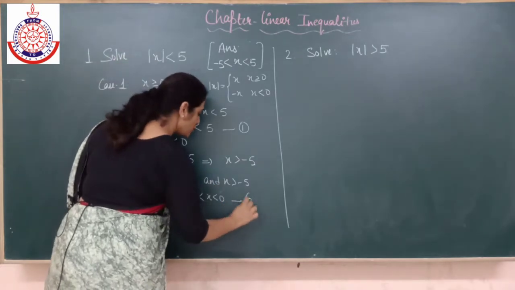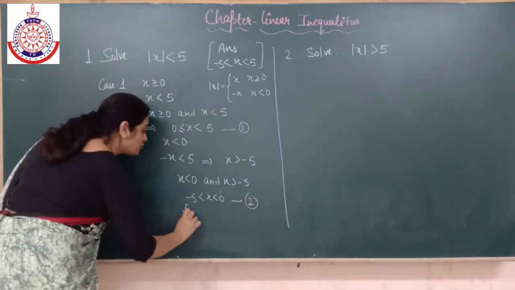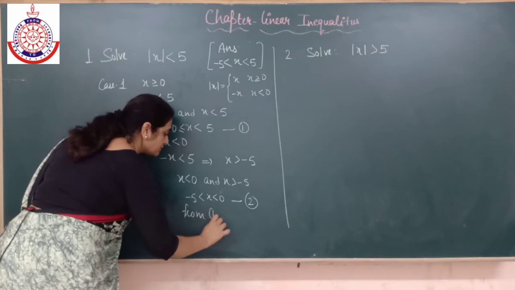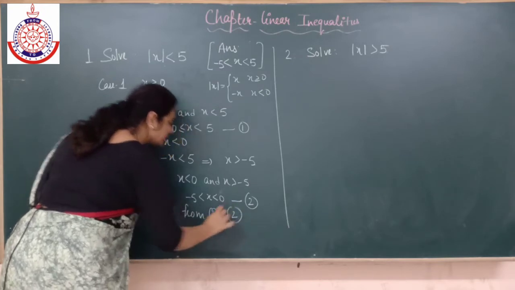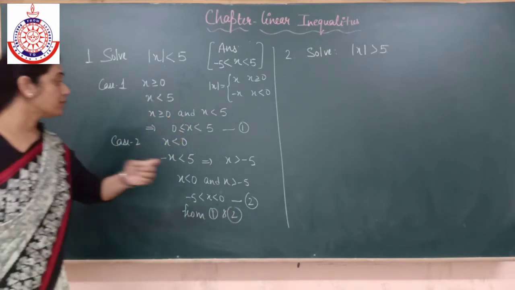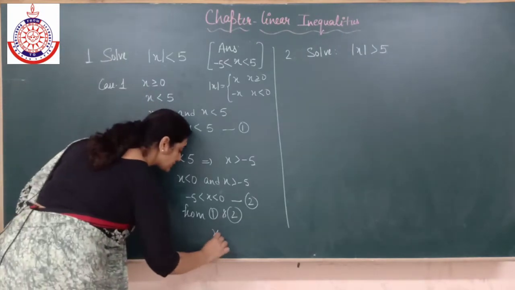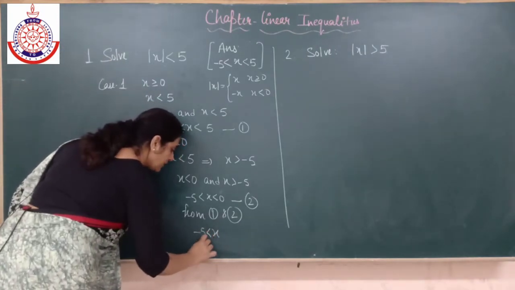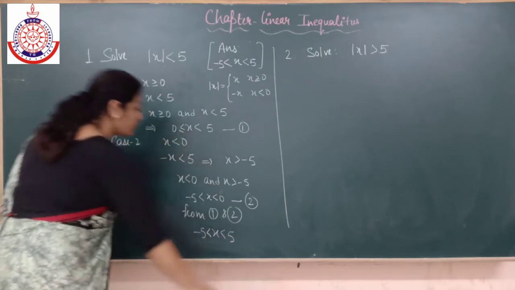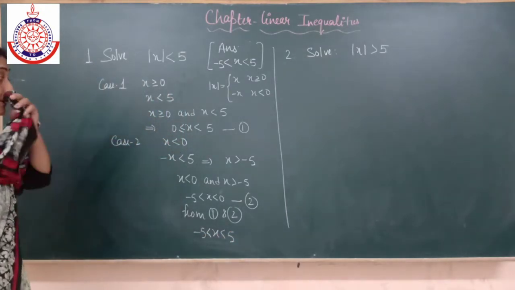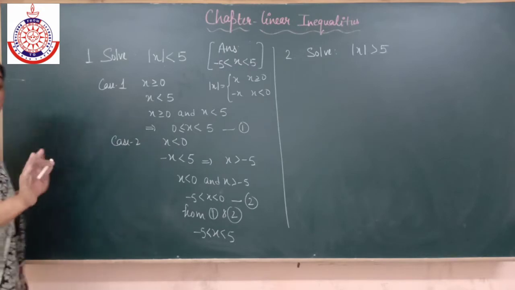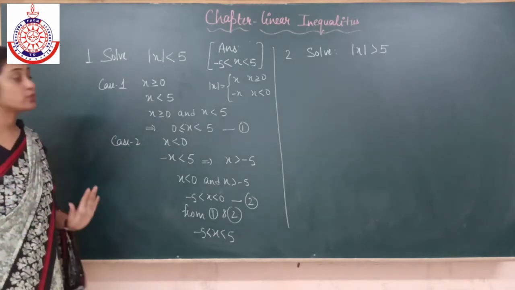This is 1, this is 2. From 1 and 2, I need to combine these two cases. So it will be minus 5 to 5. See, if you find a difficulty, you can always take the help of a number line, which is the easiest way of doing it.